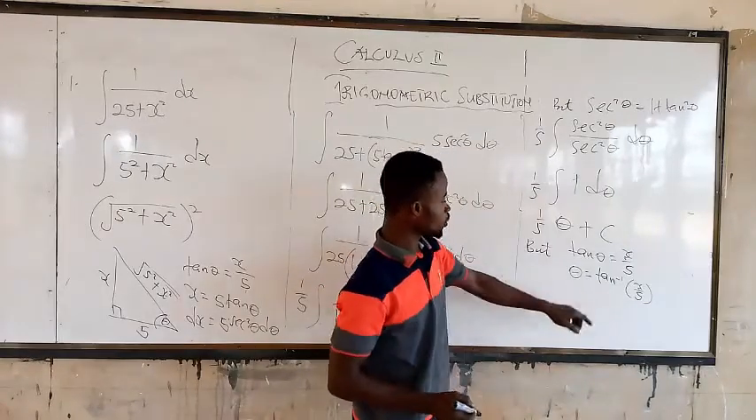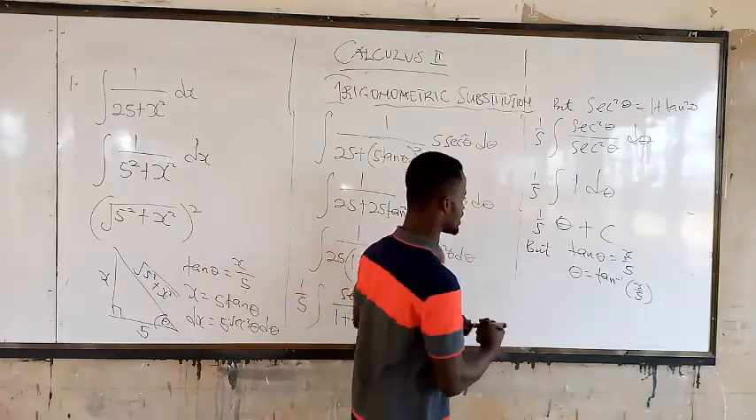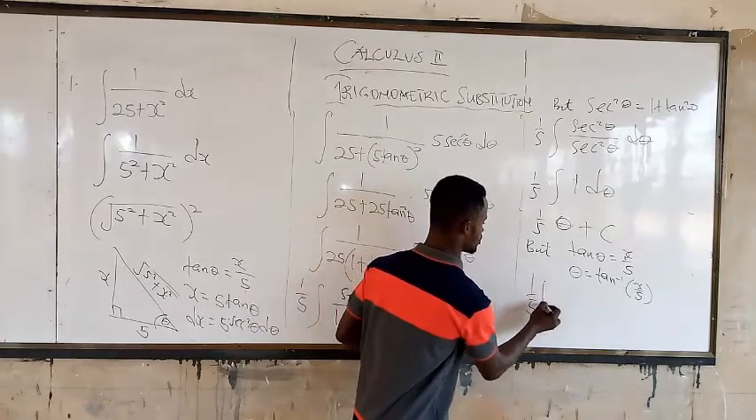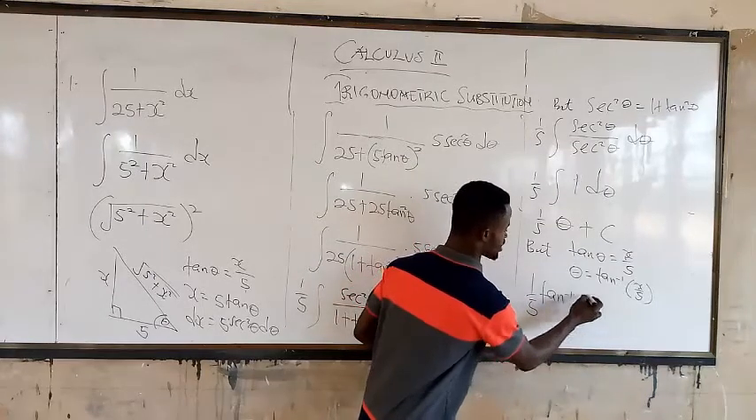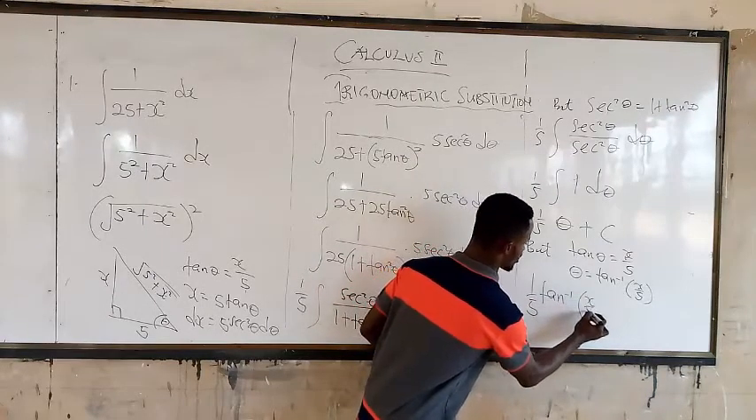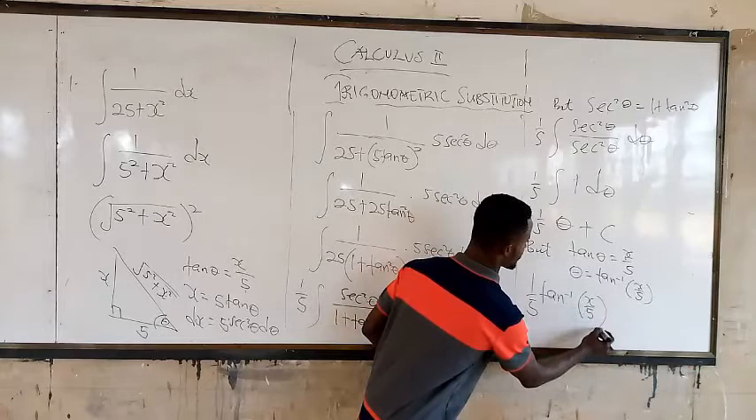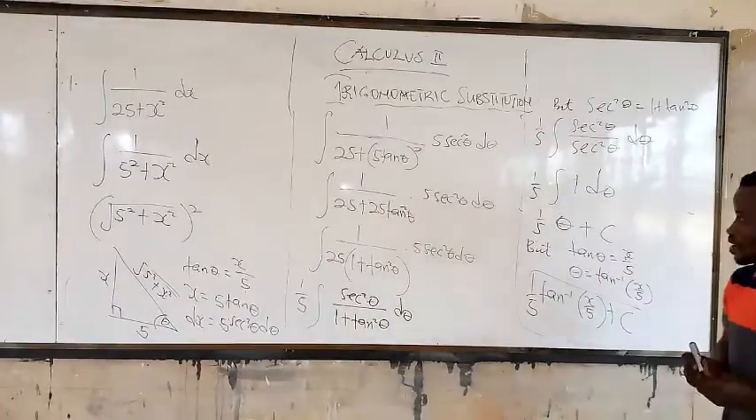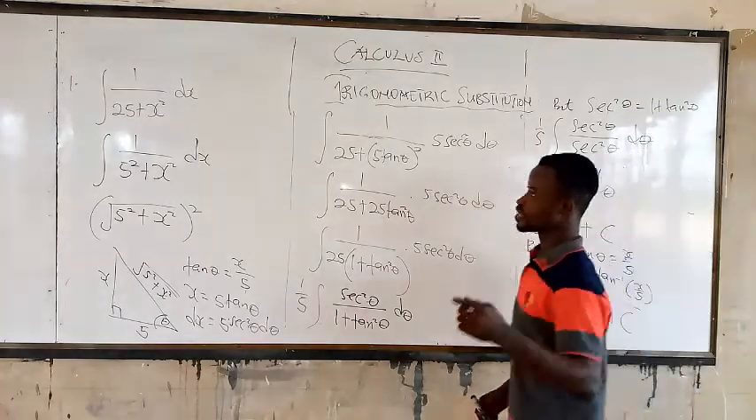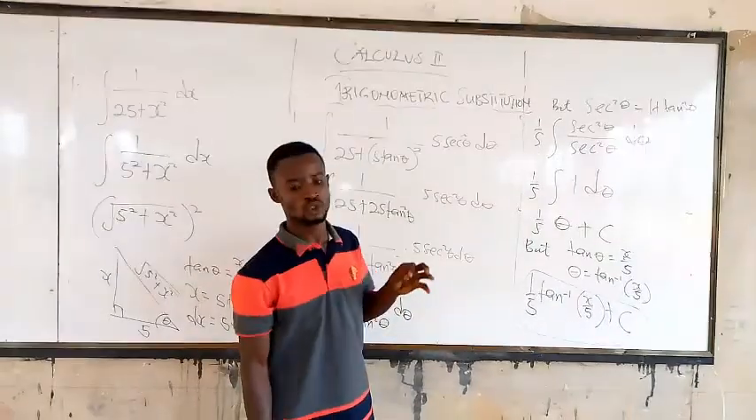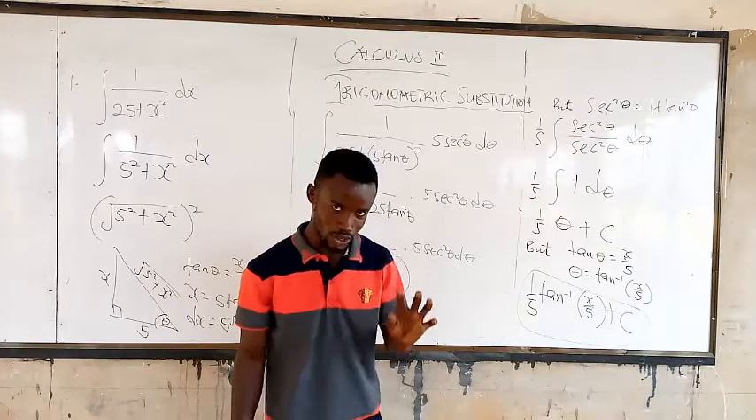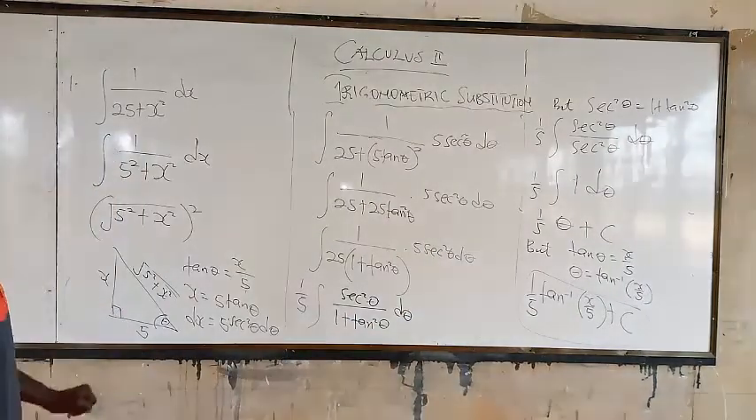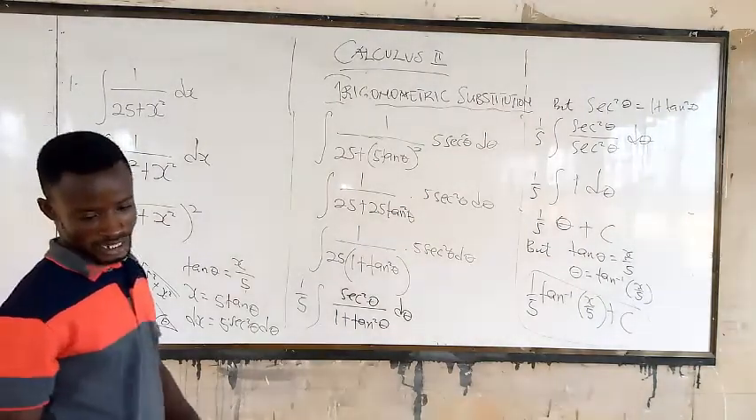Alright? So instead of writing theta here, we write 1 over 5 tan inverse of s over 5 plus c. Oh! The same answer we had in solving it using inverse trigonometry. And you see, we arrive at the same answer. Thank you. Let's look at our next question.